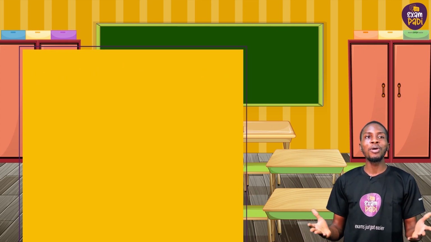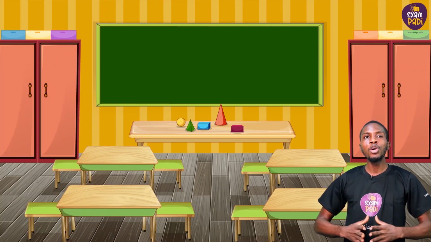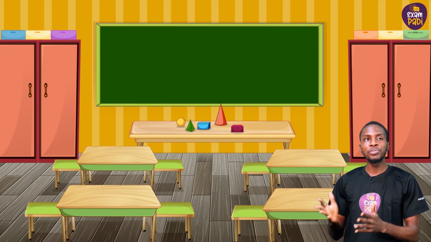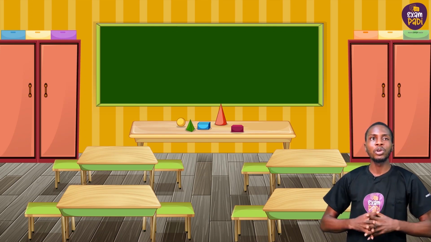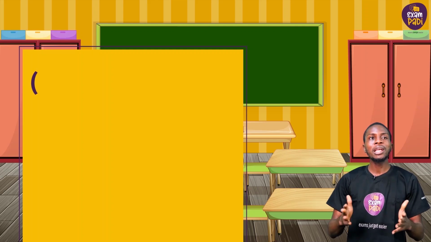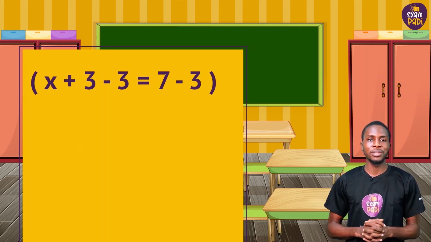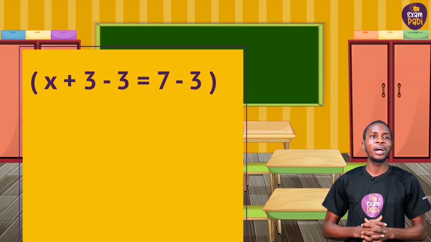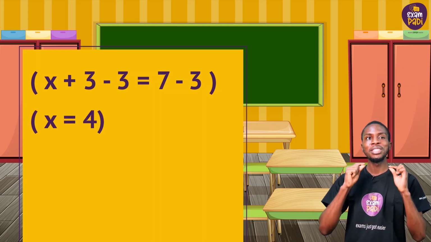To determine the number of coins in the box, or what x is, we do the opposite of adding 3, and subtract 3 from both sides of the equation. This is what it looks like. x plus 3 minus 3 equals 7 minus 3. When we simplify that, we get x equals 4. So there are 4 coins in the box.